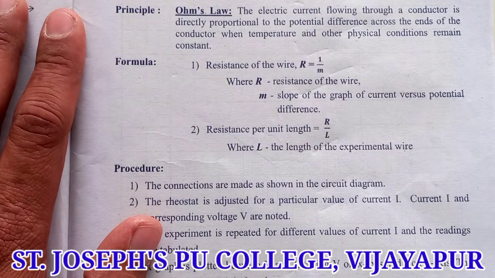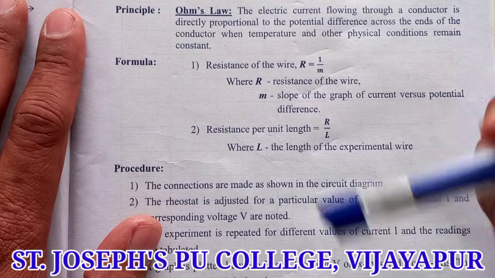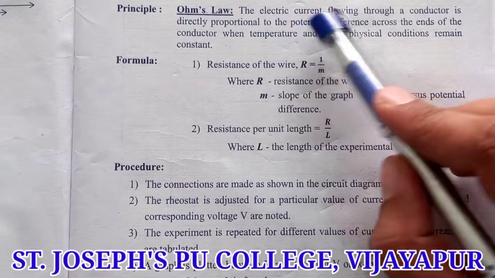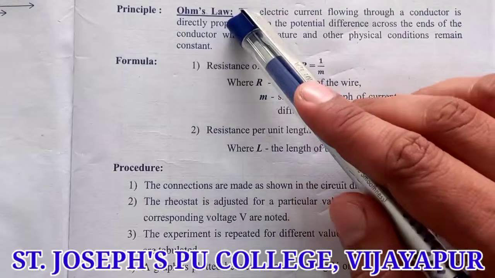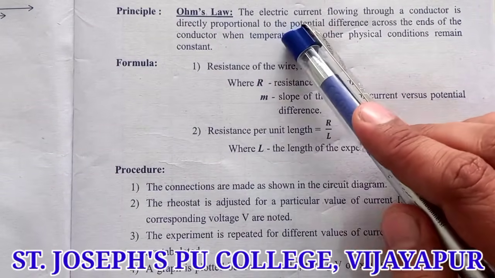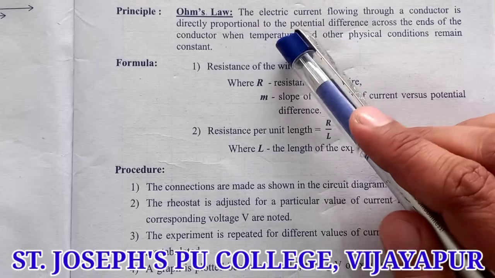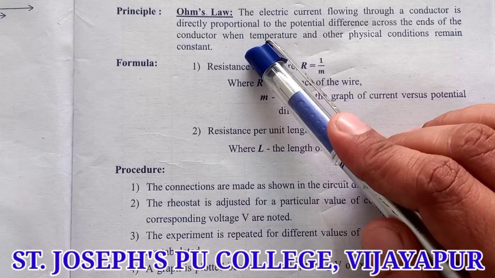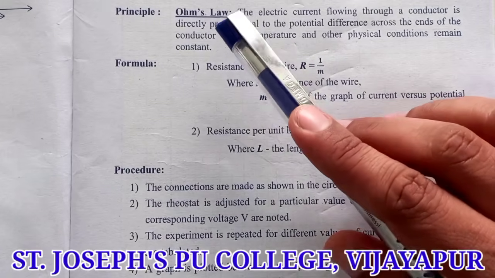I hope we know V equals I into R. Theoretically, V equals I into R. By using that formula, Ohm's law is there. So let us see the principle. Usually the principle of the experiment is also important. So you have to write the principle of the experiment in the final practical examination, which will carry 2 marks. Okay.